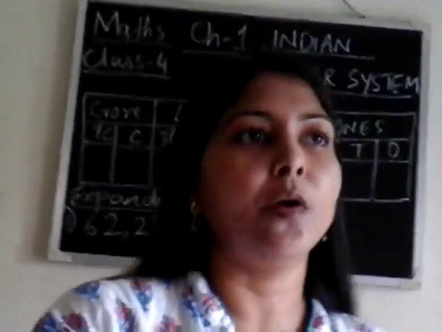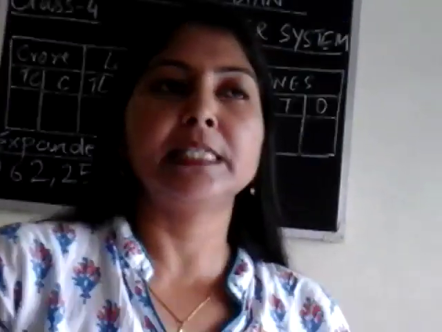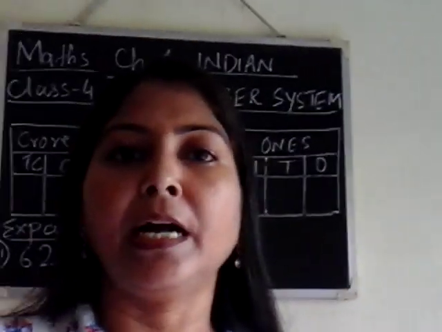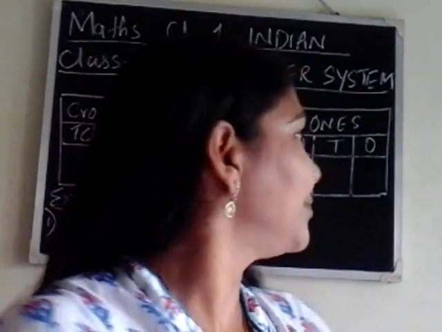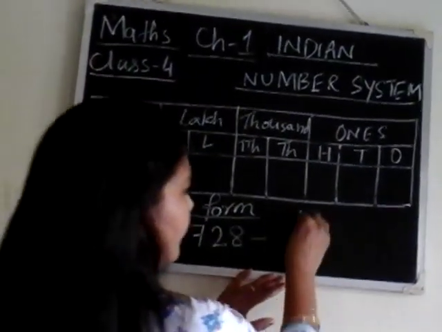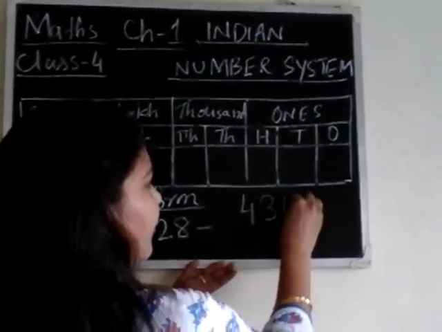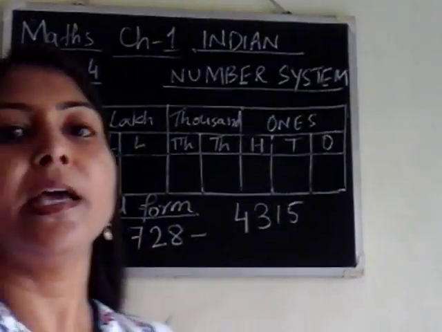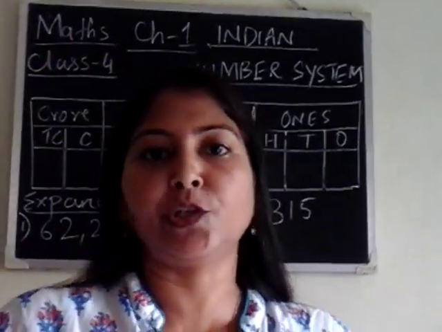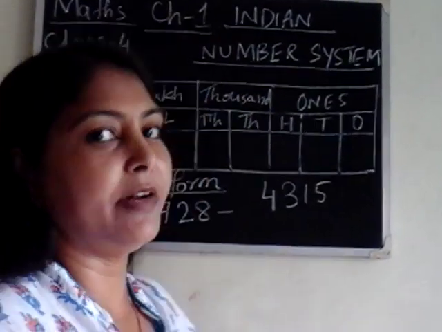Large. Now if I tell you a number, say 4315. Okay, let me write this number over here. 4315. Now if I have to make it large, how will I make it? I will write in this form.